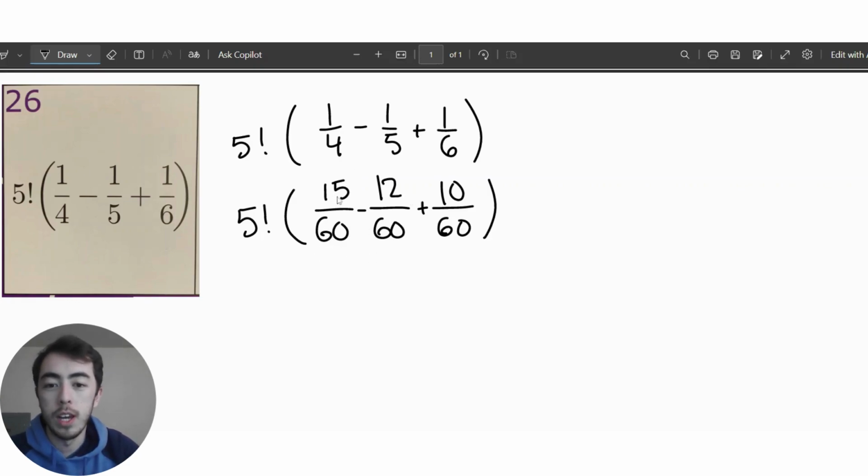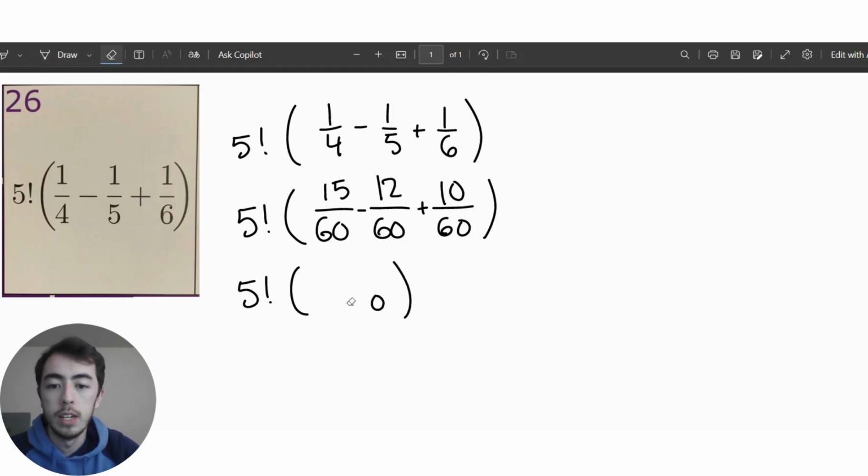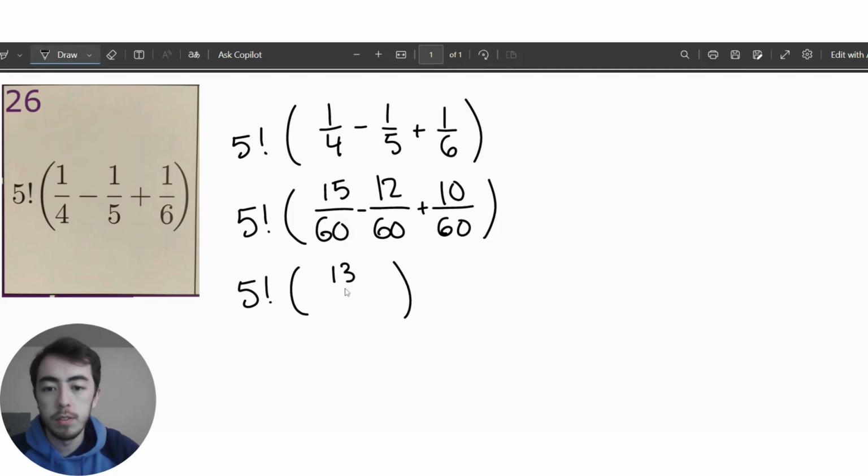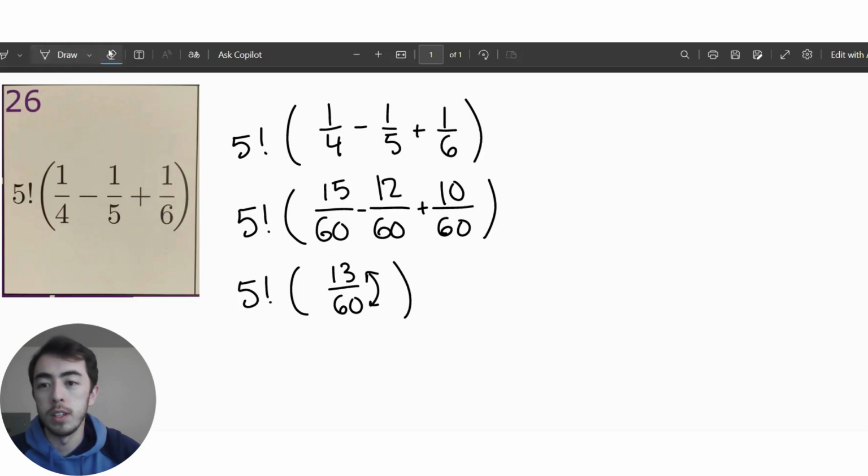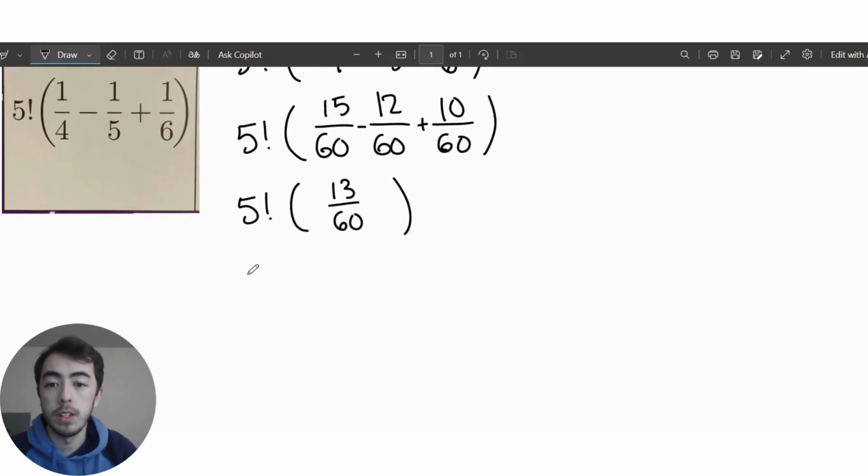Okay, there we go. So now if I'm adding and subtracting fractions with the same denominator, all I need to do is add or subtract the numerators. From the first two, I see a 3. And then from the last part, I see a 10. And so altogether, this gives me 13 over 60. Okay, so at that point, I have simplified all of those fractions as far as I can. I can't reduce here because 13 is prime, and it doesn't go into 60. So at this point, I need to start figuring out what 5 factorial is.